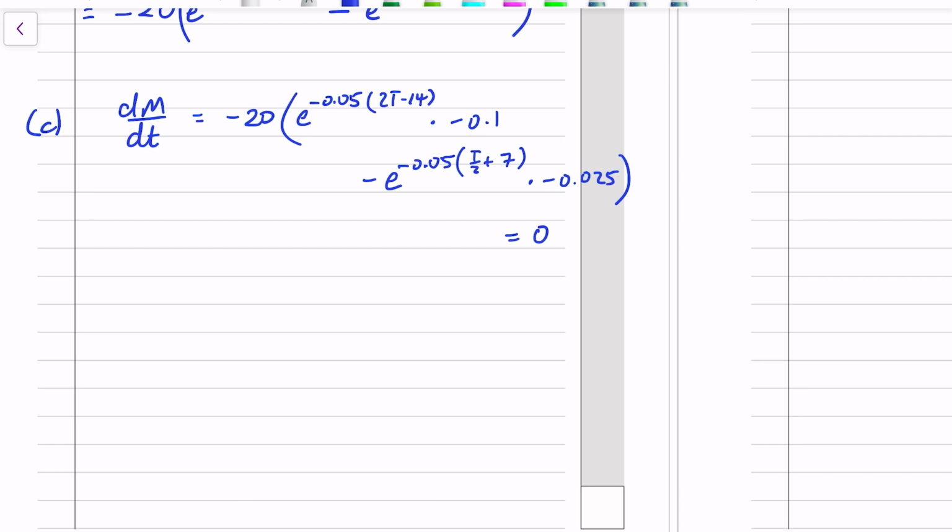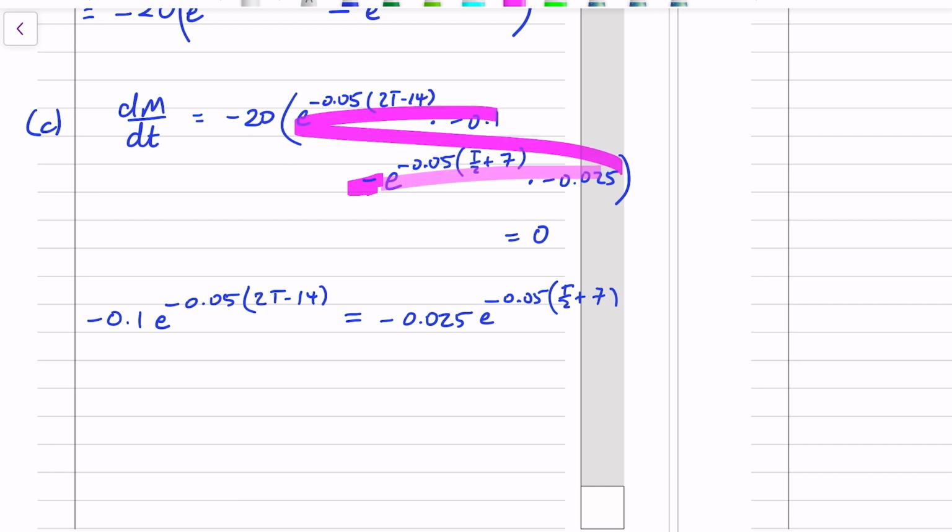So we've got minus 0.1 e to the negative 0.05 times 2t minus 14 equals minus 0.025 e to the minus 0.05 times t over 2 plus 7. You might be thinking, what have I done with that minus? But I've made the whole bracket equal to 0, which means that the first part of the bracket is equal to the second part of the bracket. And the minus, you can think of it as moved on to the other side of the equation.